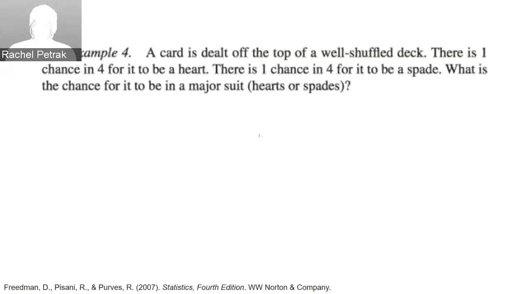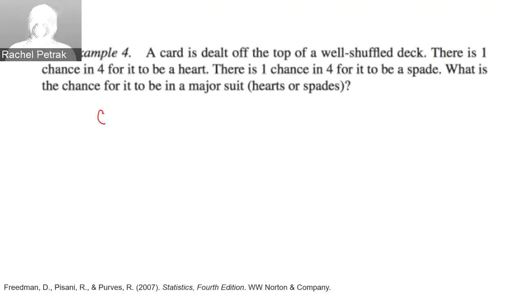For example, when a card is dealt off the top of a well-shuffled deck, there's 1 chance in 4 for it to be a heart. There's a 1 in 4 chance for it to be a spade. What is the chance for it to be in a major suit, as in hearts or spades? Well, that's going to be equal to the sum of each of these individual probabilities. It couldn't be both hearts and spades. It's just one card. We want to know the chance that one of these two mutually exclusive outcomes happens.